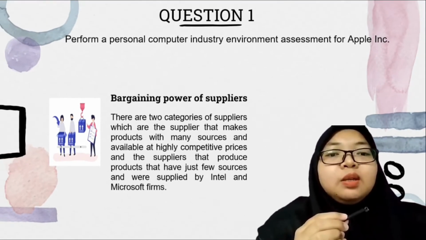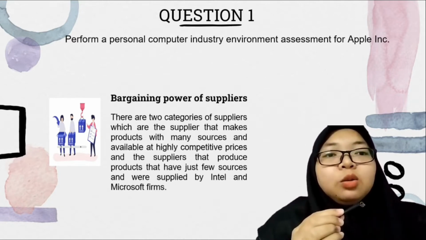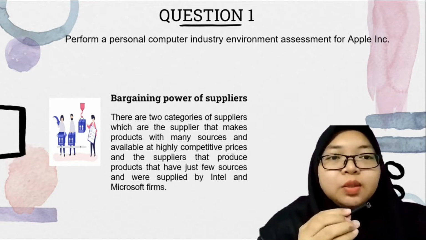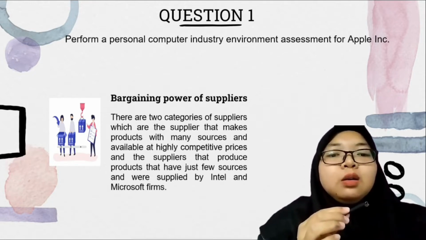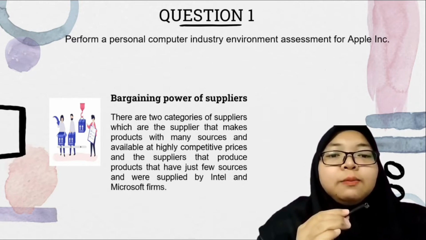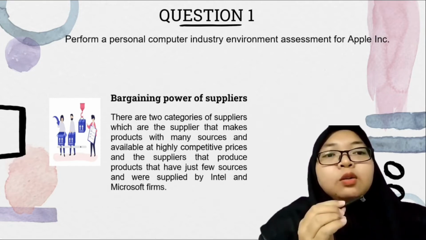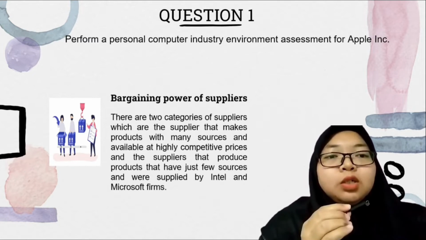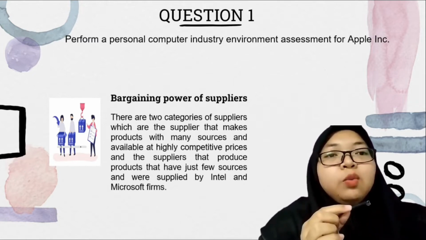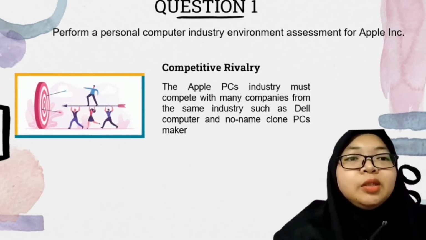So in the PC industry, Microsoft and Intel are the two firms that mainly supply the notable microprocessors and operating systems. With a huge influence in the PC industry, Microsoft continually introduces and offers an operating system to the companies in the PC industry. So Microsoft has introduced Windows XP, Vista, Windows 7 and Windows 10 to the companies in the PC industry. Third is the competitive rivalry.